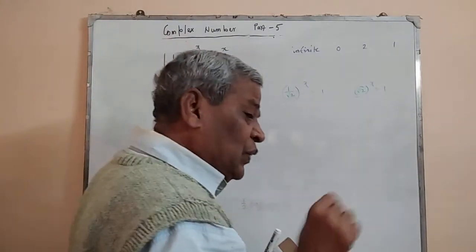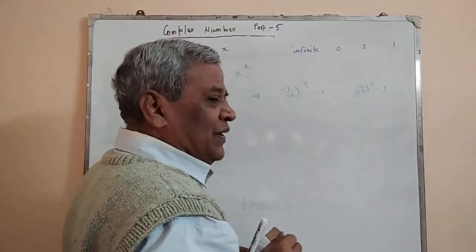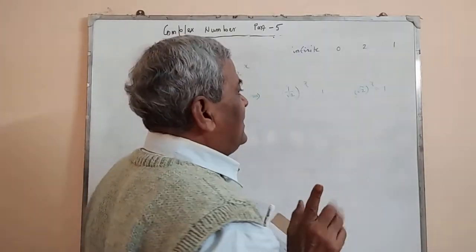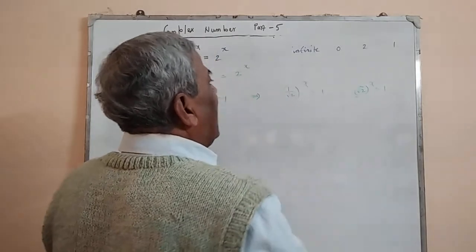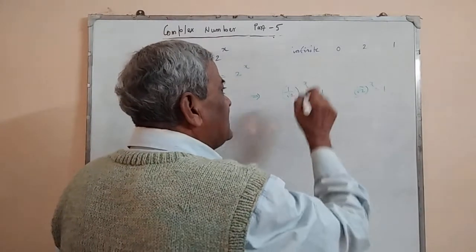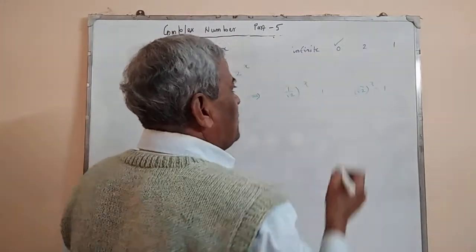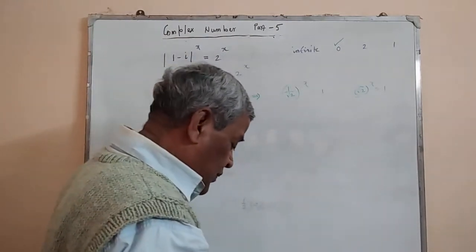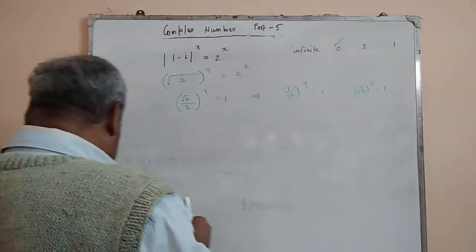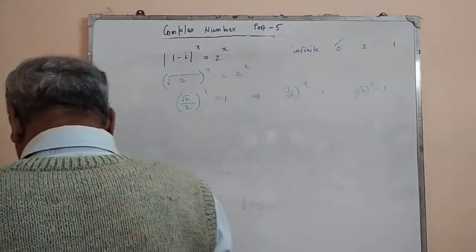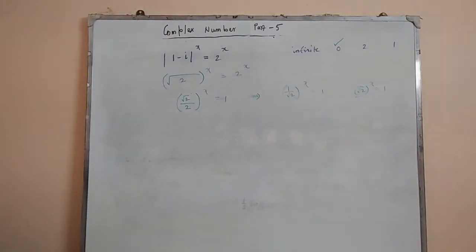But 0 is not a non-zero integer. So it has no solution. That is, the number of solutions is 0. Next problem.